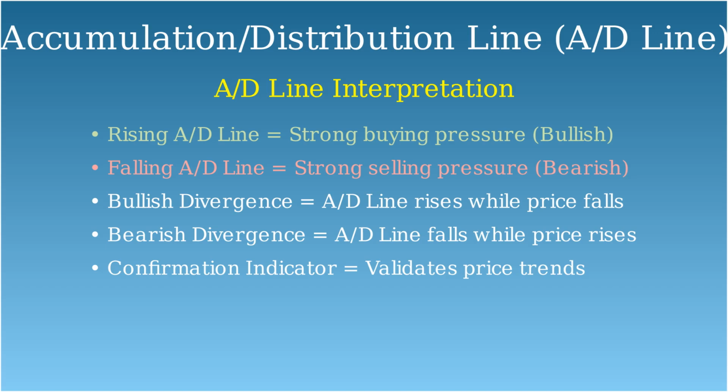Bullish divergence occurs when price makes lower lows, but the AD line doesn't, while bearish divergence happens when price makes higher highs, but the AD line doesn't confirm.